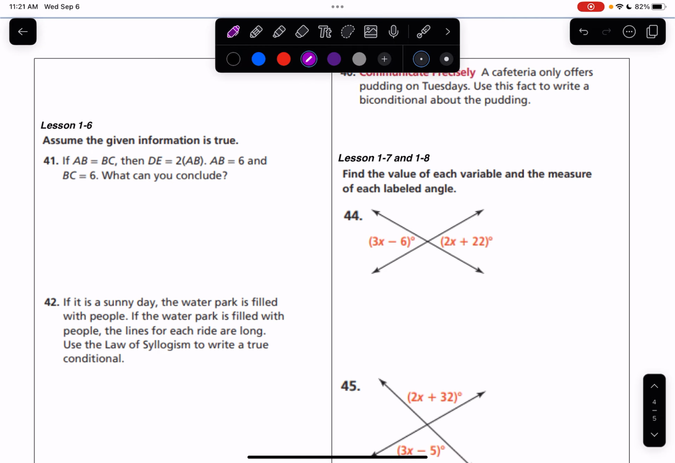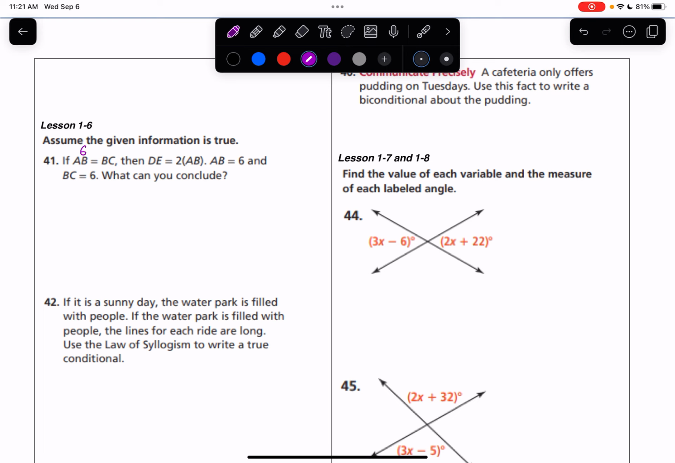Down here, we've got the 1-6 stuff to look at. Assume that the given information is true. If AB equals BC, then DE equals 2 times AB. AB is 6 and BC is 6. What can you conclude? So if AB is 6, we could substitute that in here.